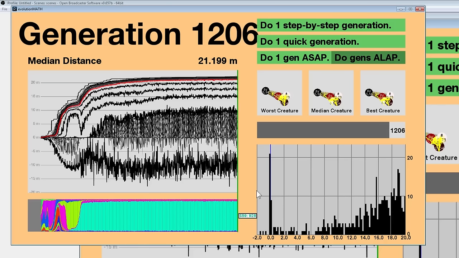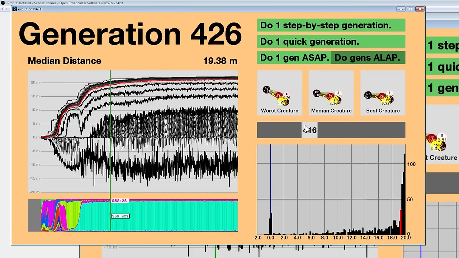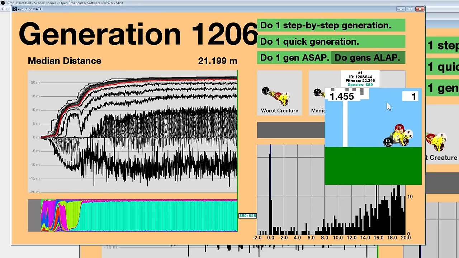So now I'm out to generation 1206, and not much has changed. So you can see in the last 800 generations, very little happens. So now we can look at what the very best creature does. And that wheel is spinning as fast as it possibly can, because if it could spin any faster, then the creature would already have tried it. So you know this must be the maximum.